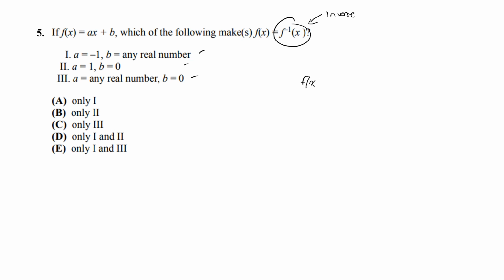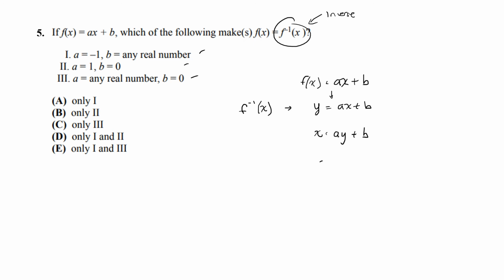So we have f of x equals ax plus b. If we try to do the inverse of that, how do we get it? What is f inverse of x? Typically, let's rewrite this as y equals ax plus b. We're going to flip the variables. Now we have x equals ay plus b, and we solve for y.